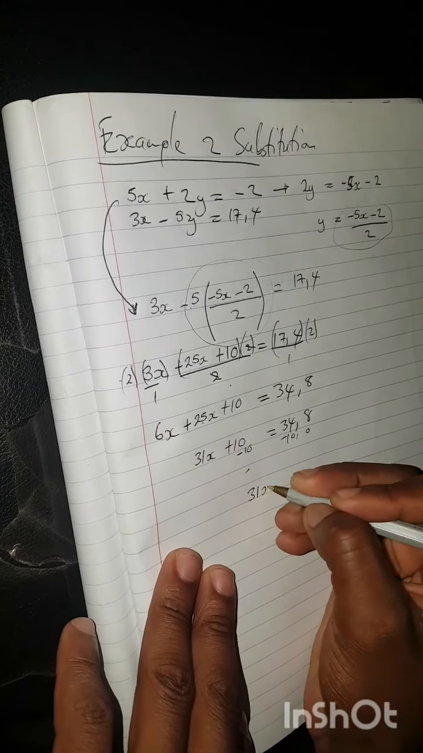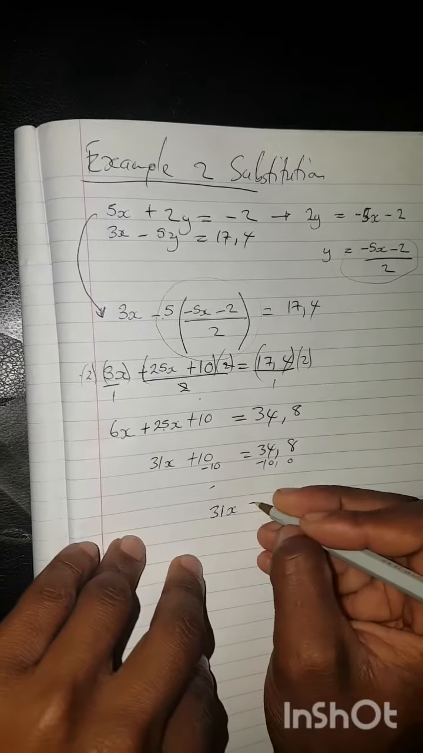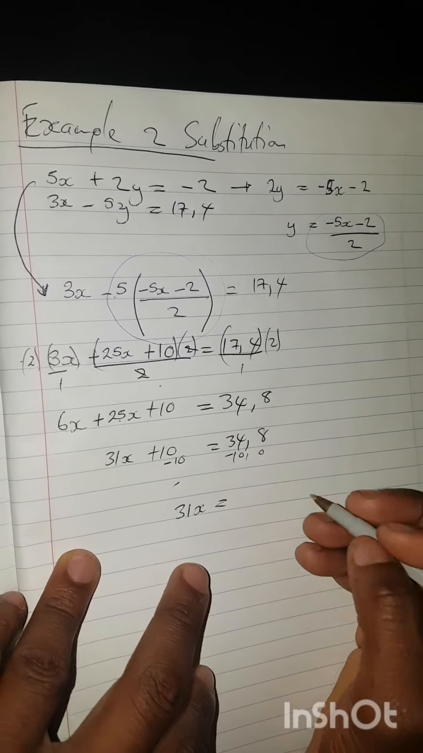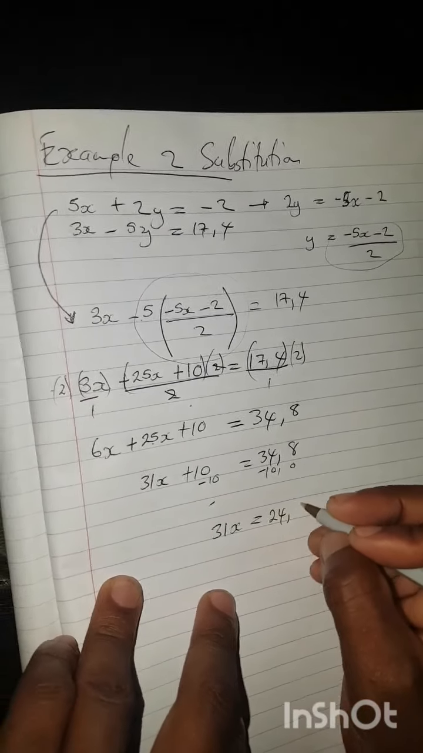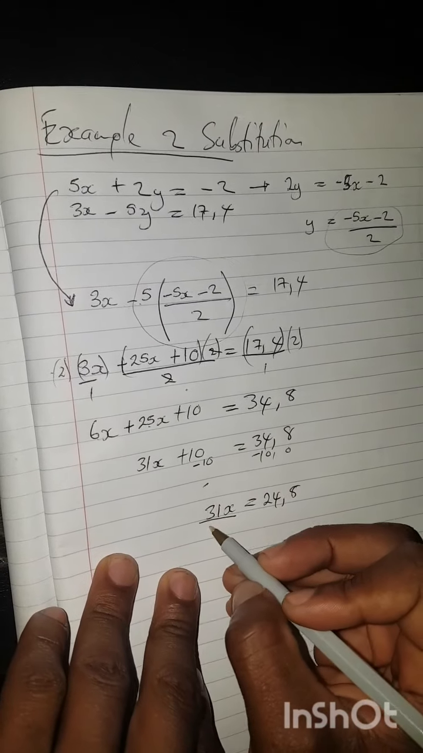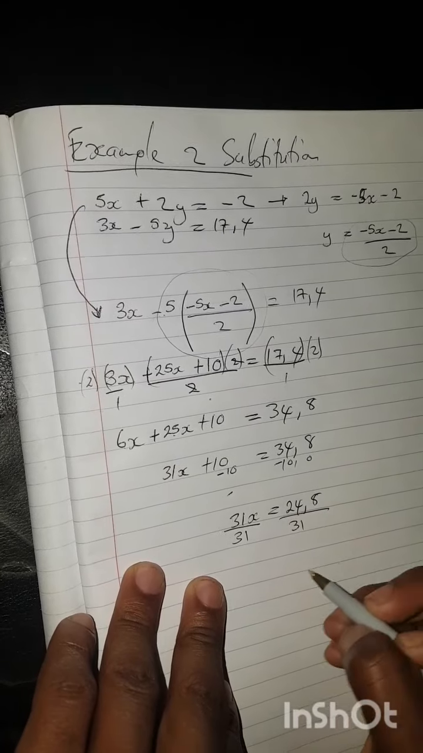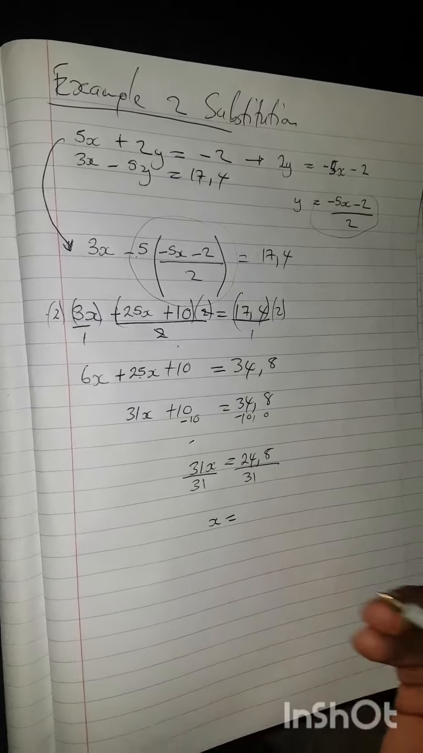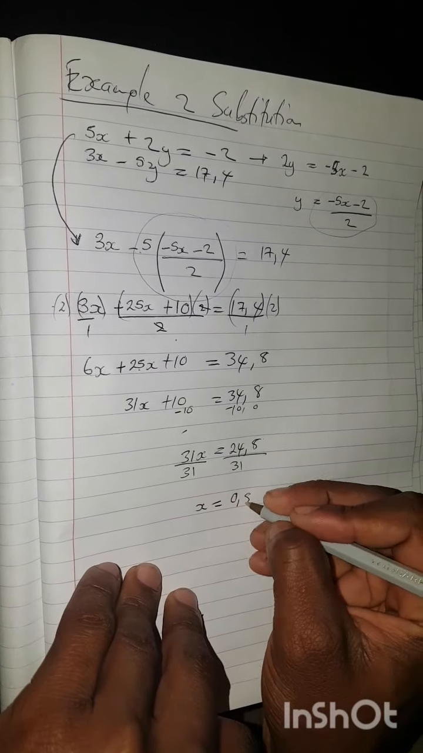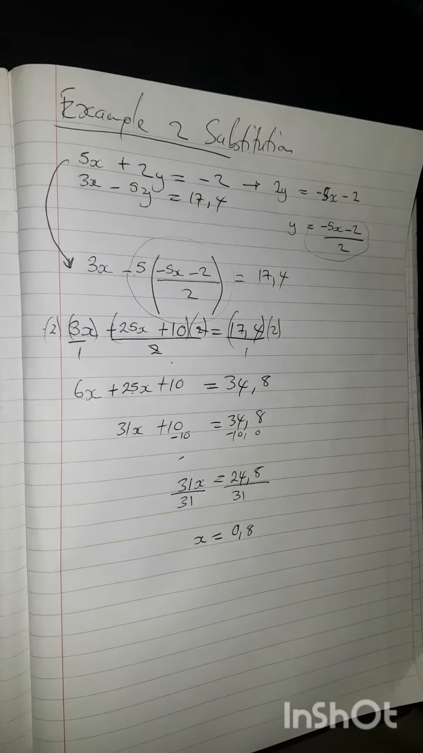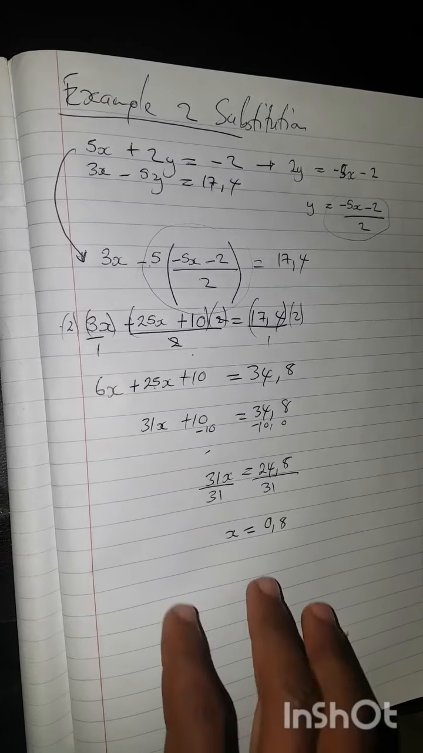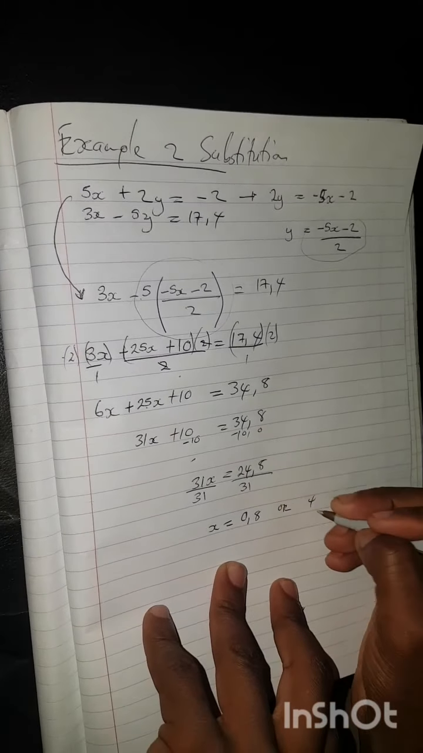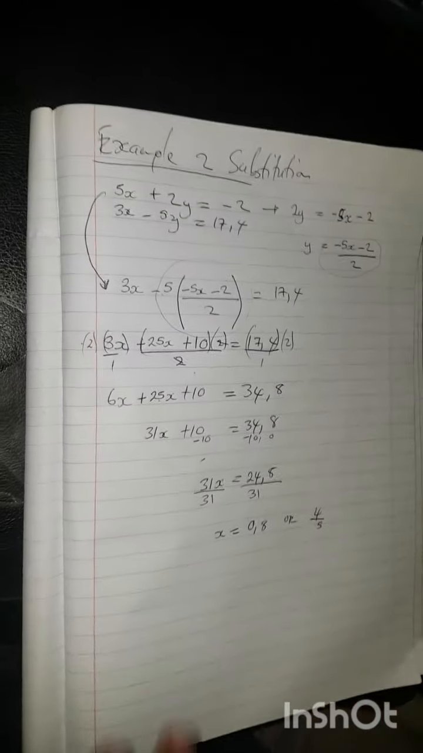So 31x is equal to 34.8 minus 10, we get that it is 24.8. So we then divide both sides by 31 to find the value for x. So 24.8 divided by 31, we find that it is 0.8. We can write this decimal as a fraction, which is just 4 over 5.